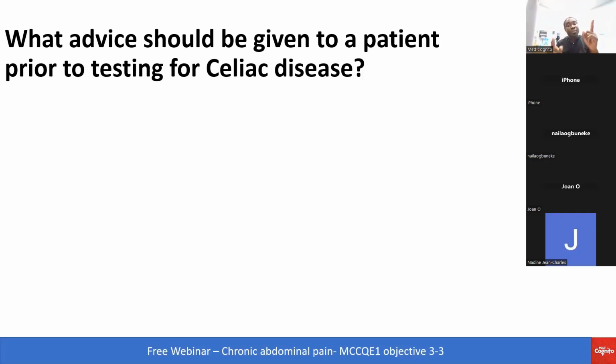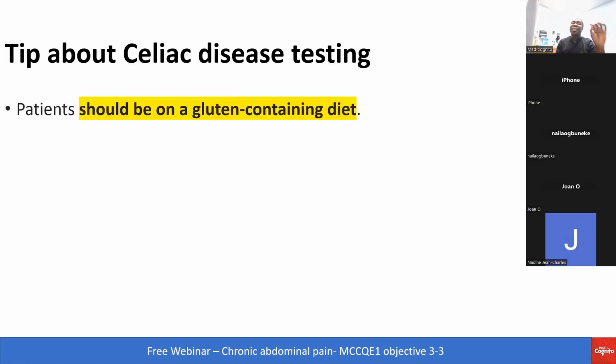FODMAPs diet. Small intestine biopsy, the diagnostic. Sure, we will go there. But then they should be on a gluten-containing diet before we do the test. Because if they stop taking a gluten-containing diet for some time, it can give the results of the investigation a false negative answer, and that can be a bit confusing.